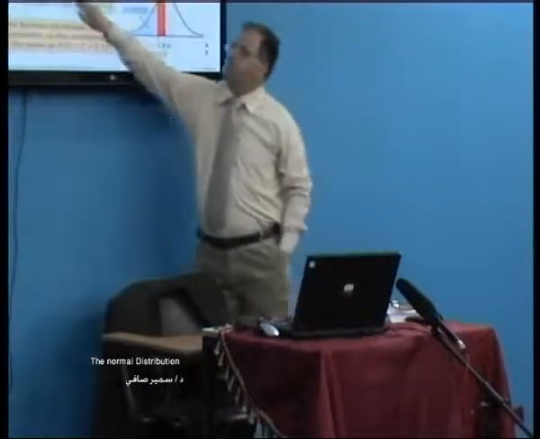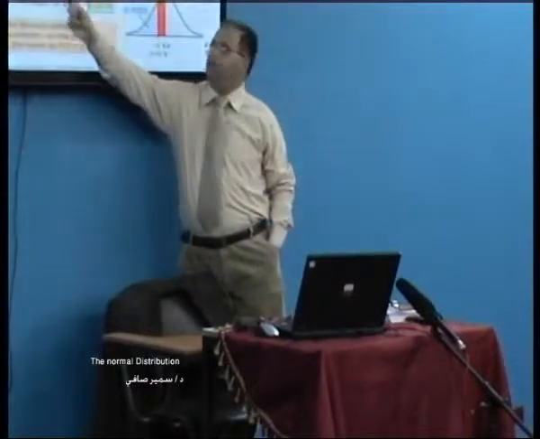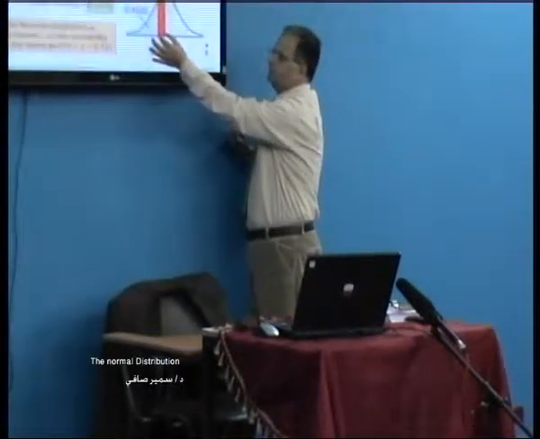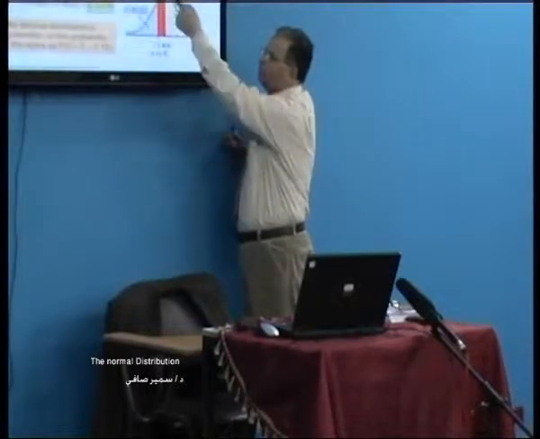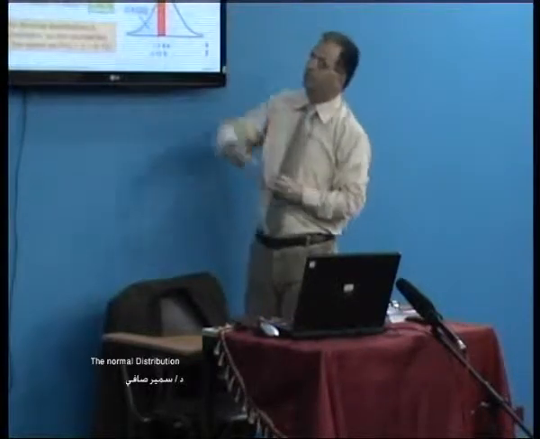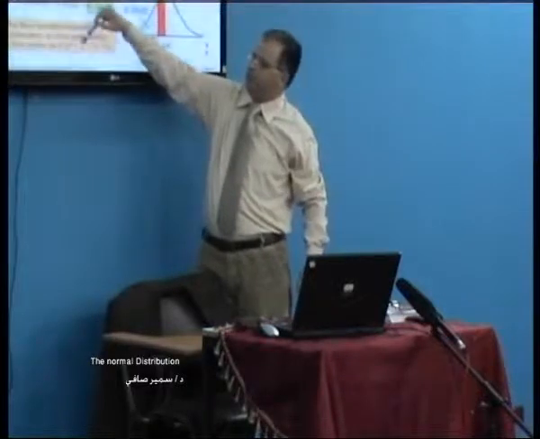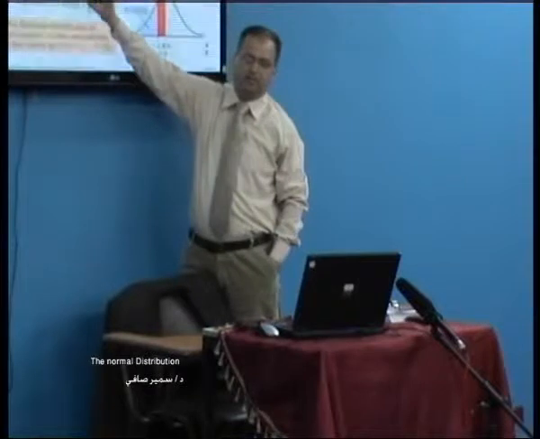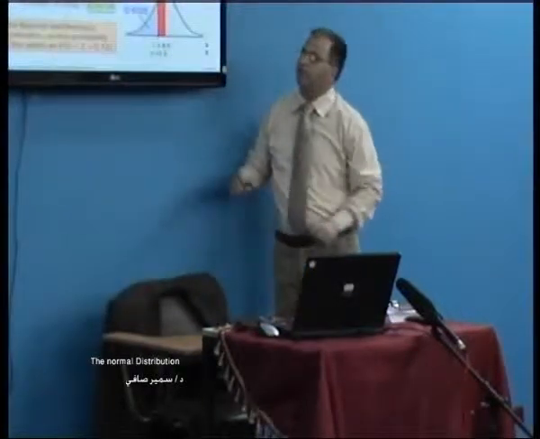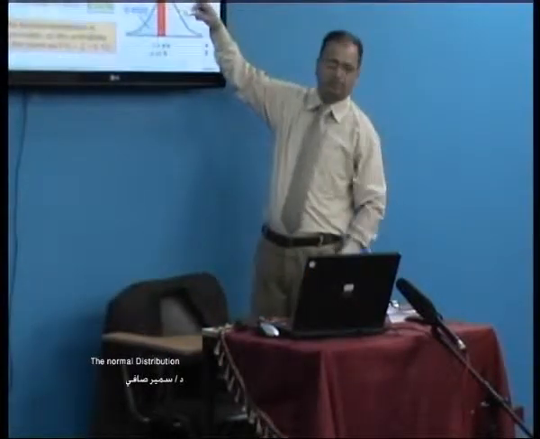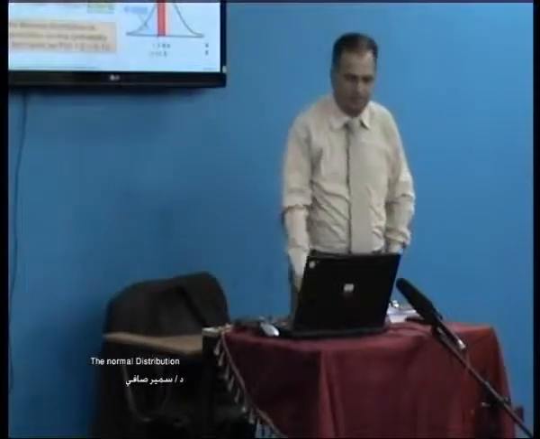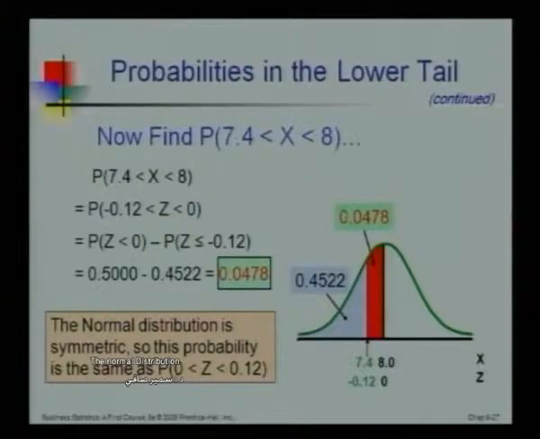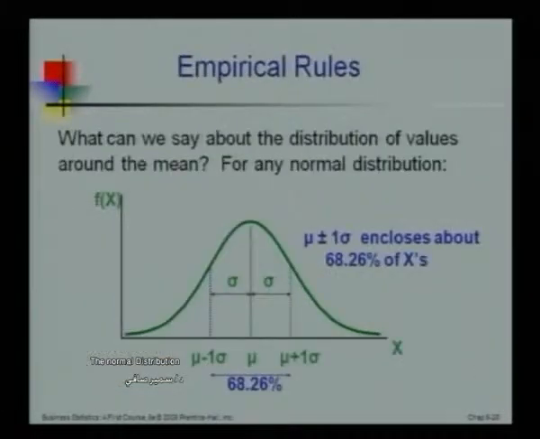Or P of z less than minus 0.12, all the way up to 0, this area is the same as the area from 0 up to 0.12. So this area is actually the same as P of z between 0 and 0.12. So if you have a negative sign, then take the opposite one. The answer will be the same because the normal distribution is symmetric around the 0 line. Any questions? I think we stopped here.